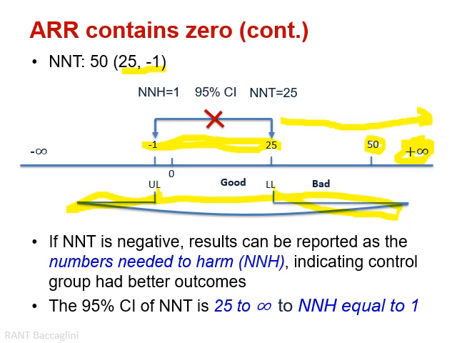So in this case, if we see a negative number needed to treat, we can report it as the number needed to harm. And this suggests that the control group has a better outcome. So how do we report this confidence interval? We can report it as the confidence interval ranging from 25 to infinity for number needed to treat, all the way to number needed to harm equal to 1. So there is a small possibility that this treatment might be harmful.